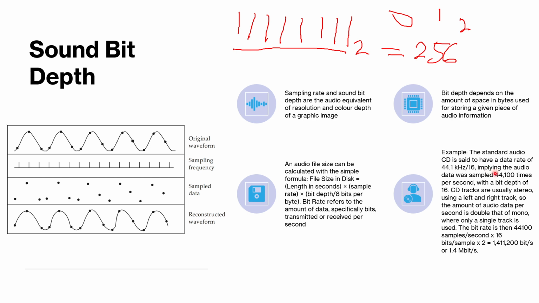So implying that the audio data was sampled 44,100 times per second with a bit depth of 16. So the CD tracks are usually in stereo.